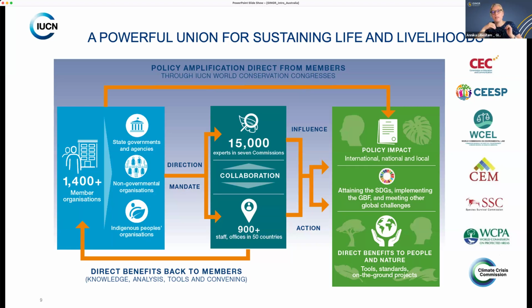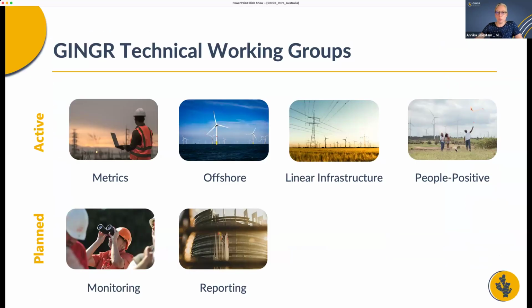RGI, very small, very European, and IUCN having all the data, having all the important members. So we really hope we can move something in this context.